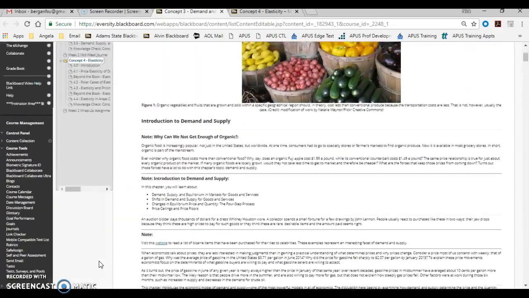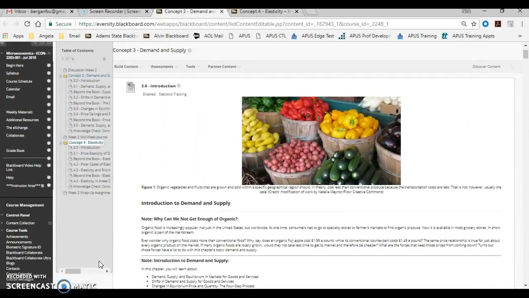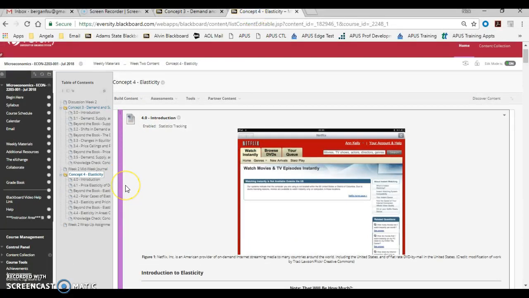When you focus on this with your discussion questions, make sure that you're really focusing on the development of your ideas and relationships of economic terms in your analysis as well. The next concept we're going to look at is elasticity.